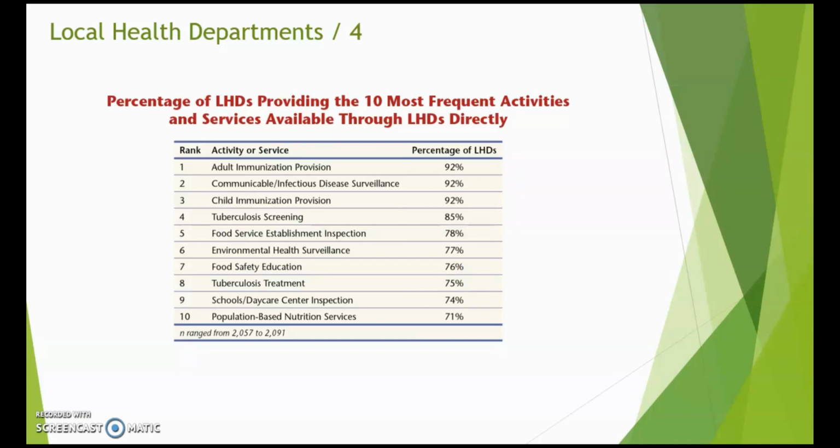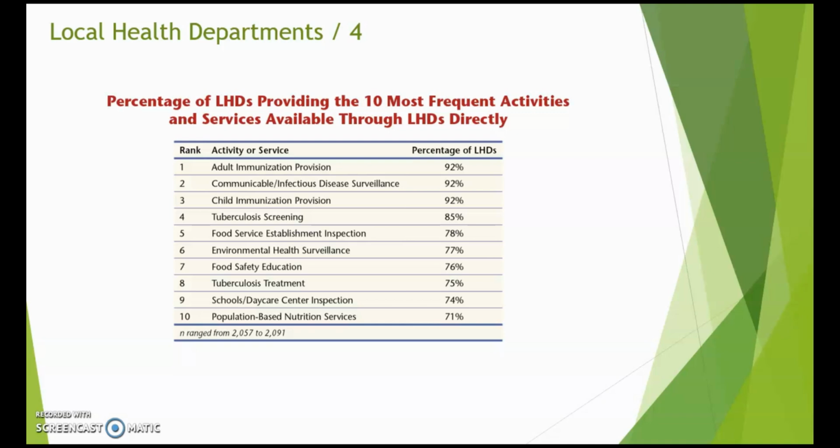This is the percentage of local health departments providing the 10 most frequent activities and services available through local health departments directly. The first one, 92%, adult immunization provision. The second one, the third one with the same percentage, communicable infectious disease surveillance and child immunization provision. Extremely important in these times we live in.